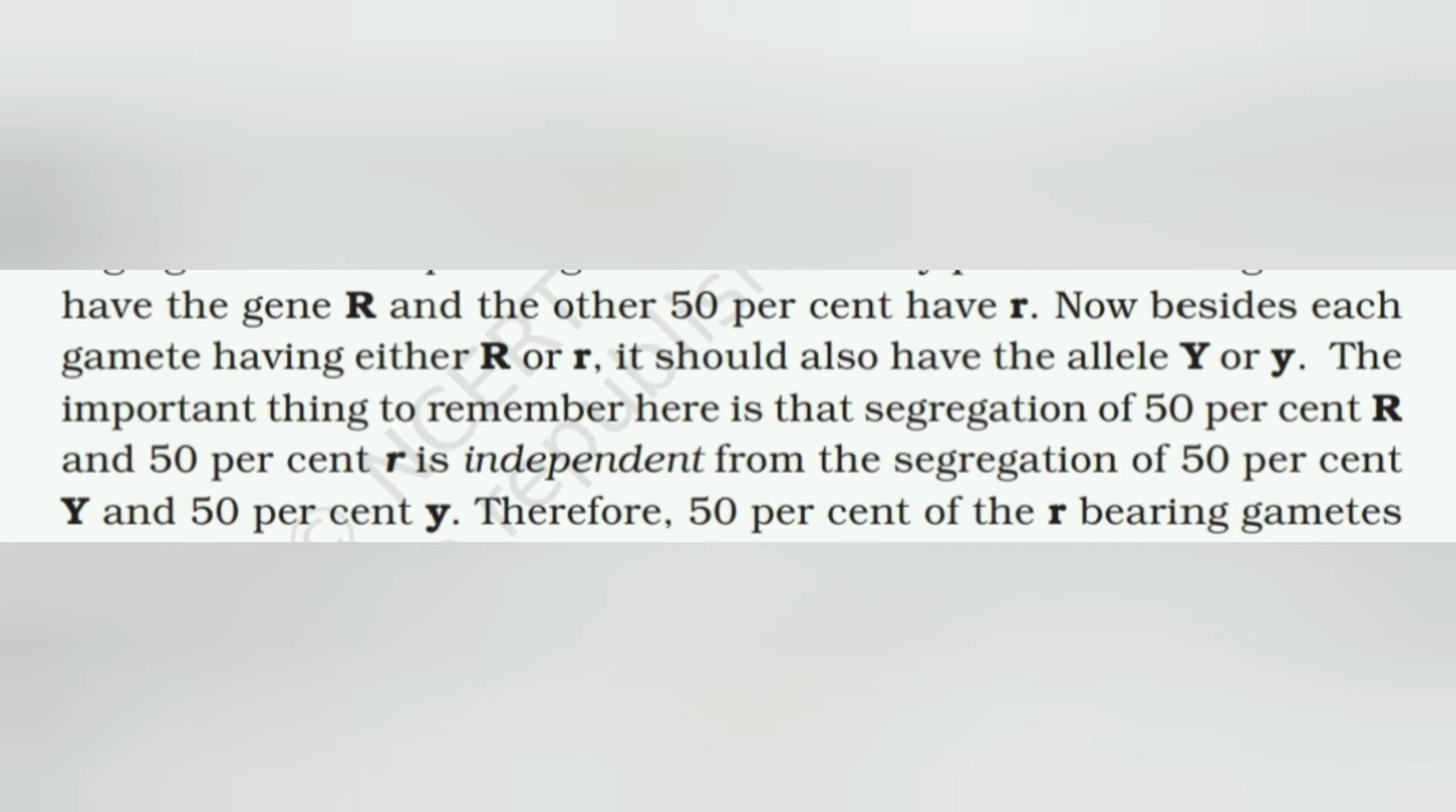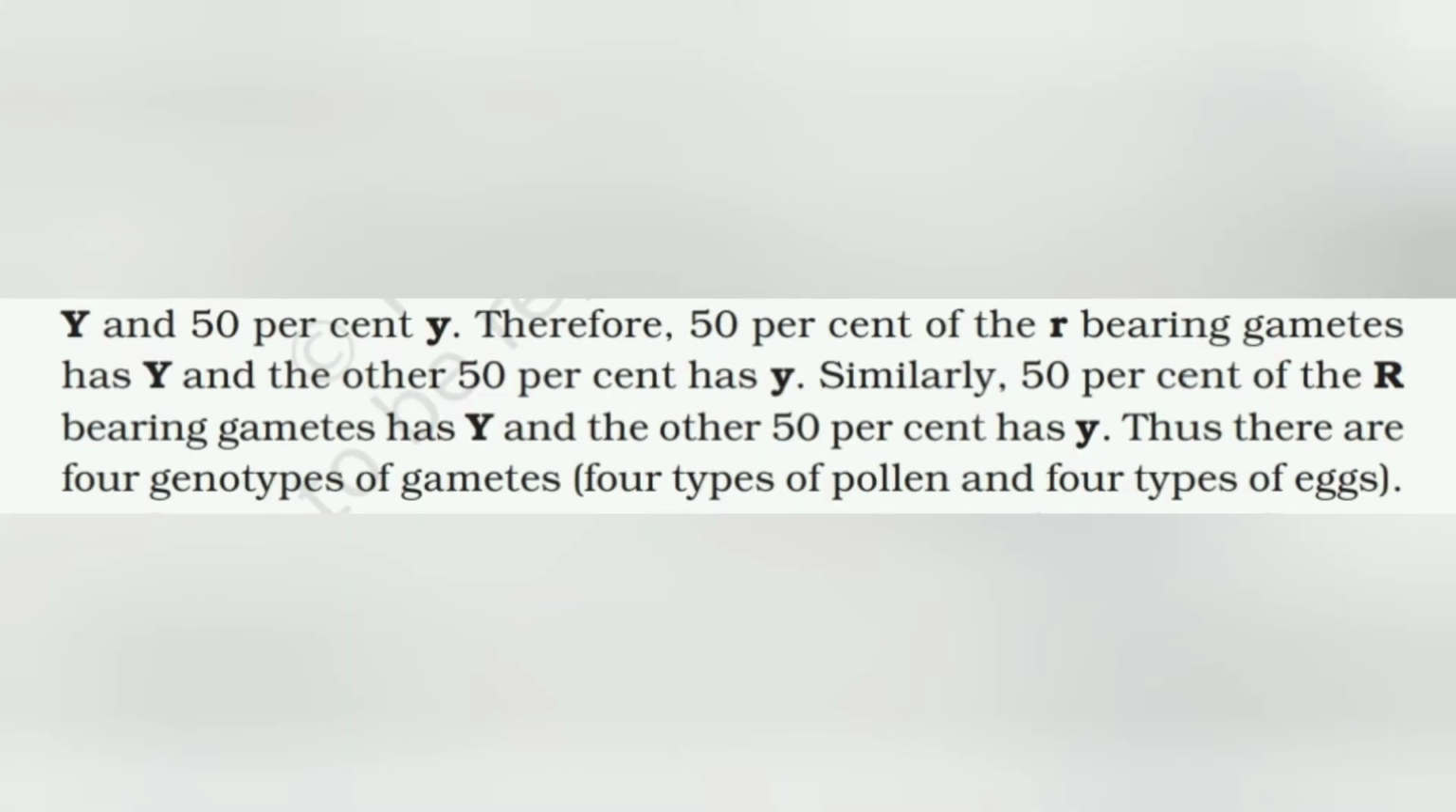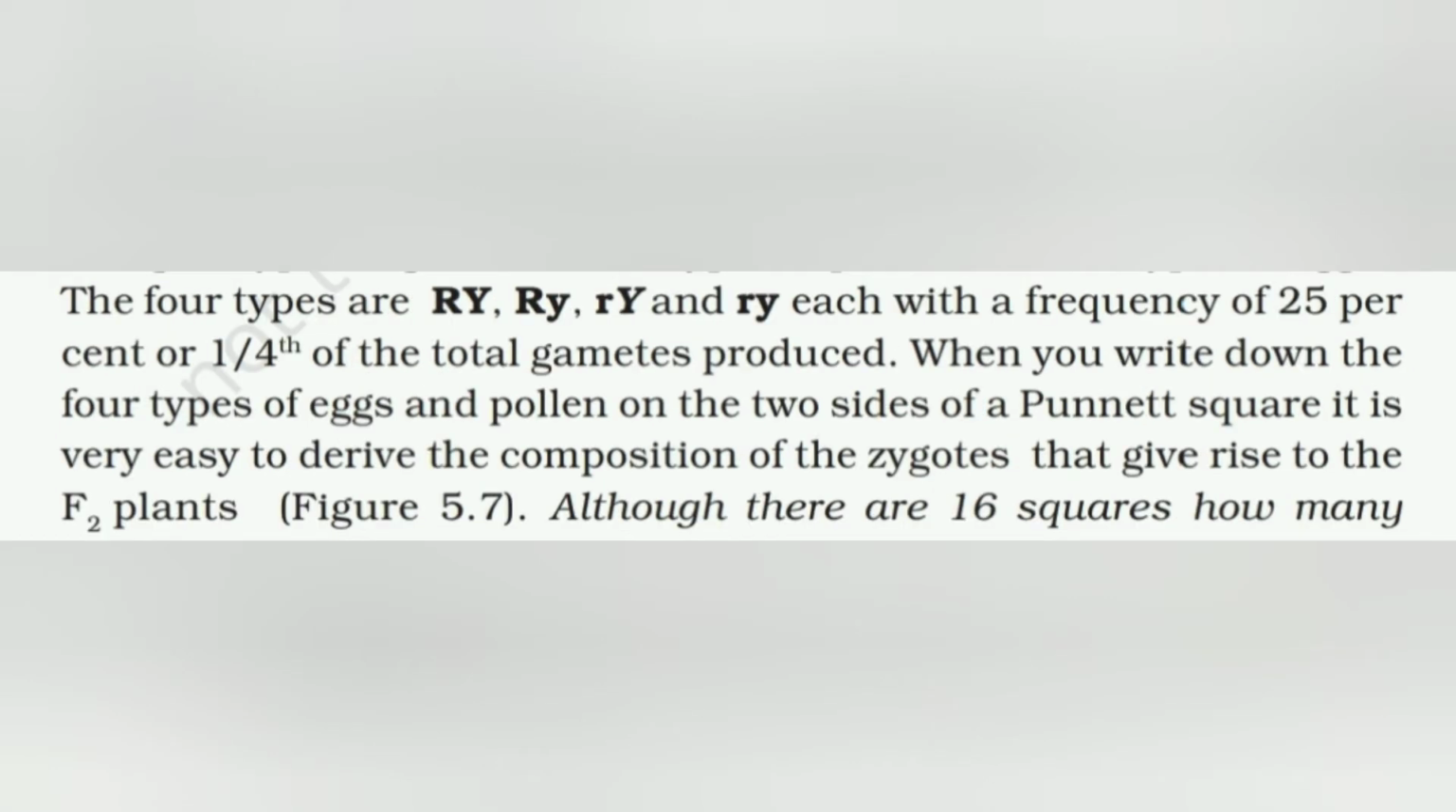Therefore, 50% of the small r bearing gametes have capital Y and 50% have small y. Similarly, 50% of the capital R bearing gametes have capital Y and the other 50% have small y. Thus, there are 4 genotypes of the gametes, 4 types of pollen and 4 types of eggs. These are the 4 types: capital R capital Y, capital R small y, small r capital Y, and small r small y, each with the frequency of 25%, that is 1/4 of the total gametes produced.